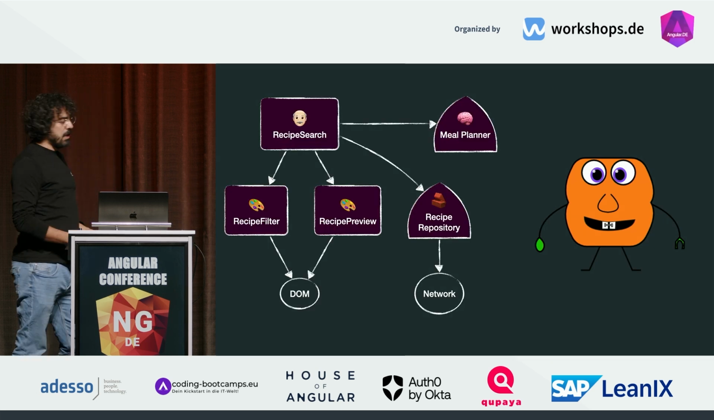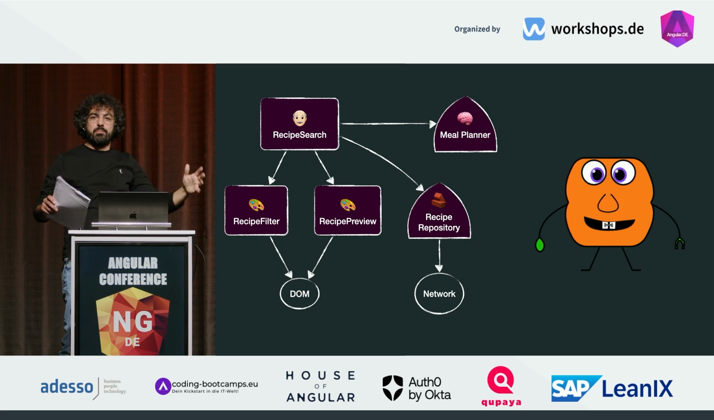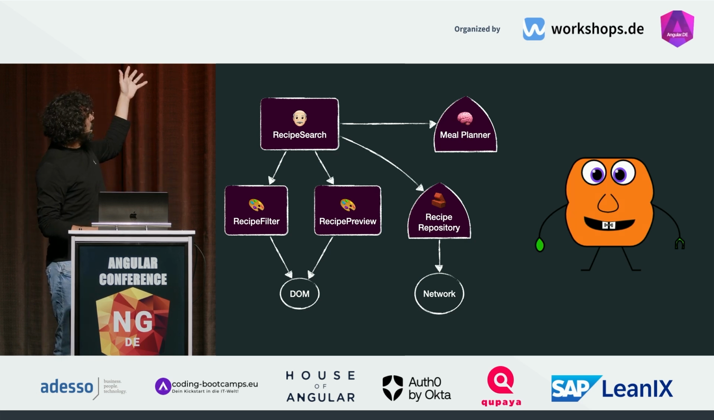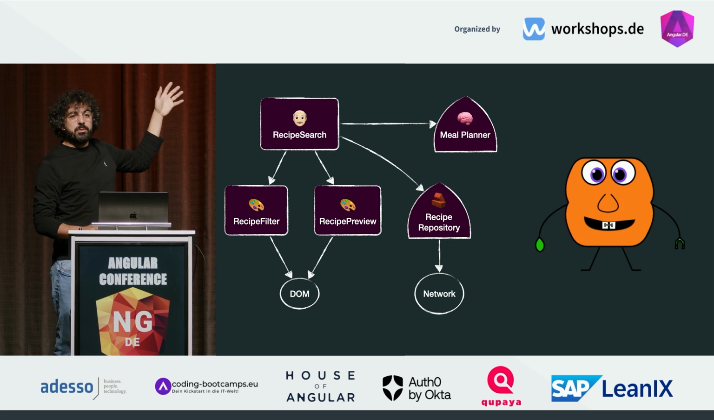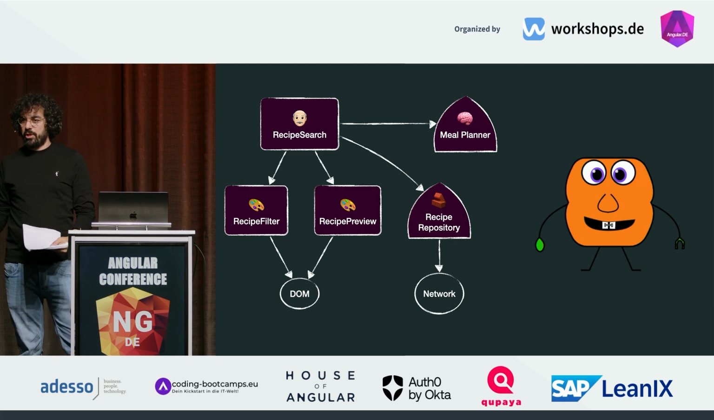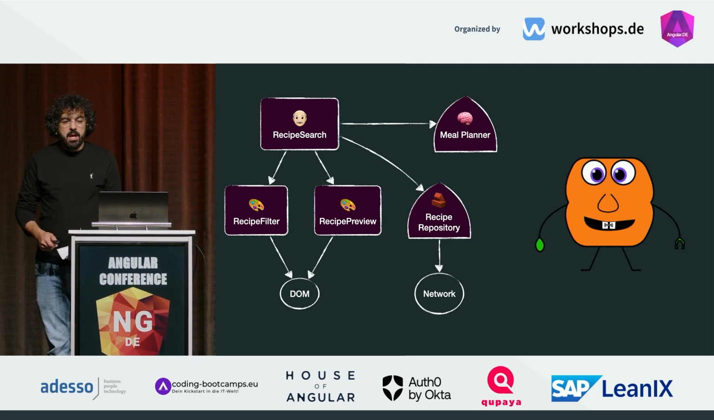And here's the general architecture of our application. So we have a recipe search component, which is like a smart or container component that's going to have a form and the recipe filter component where you can filter the keywords and stuff. And the recipe search is going to call a service, which is a recipe repository, that's going to fetch the recipes, and then we can add them to the meal planner when you click the add button.